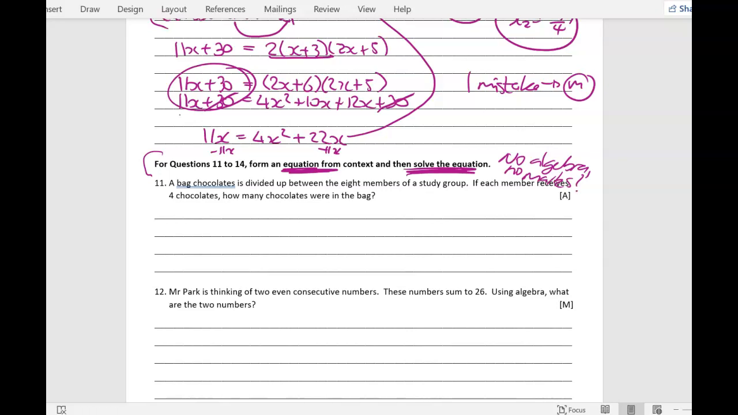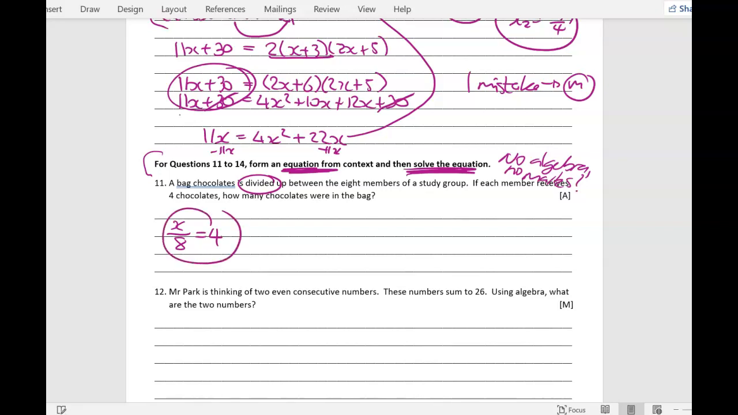So we've got a bag of chocolates. It's divided up. So keyword divided really refers to division between 8 members of a study group. If each member receives 4 chocolates, how many chocolates are in the bag? So what I'm going to say is, if x is the number of chocolates in the bag, I've divided that by 8 per the terminology. And when I divided that up, it was equal to 4 chocolates per person.